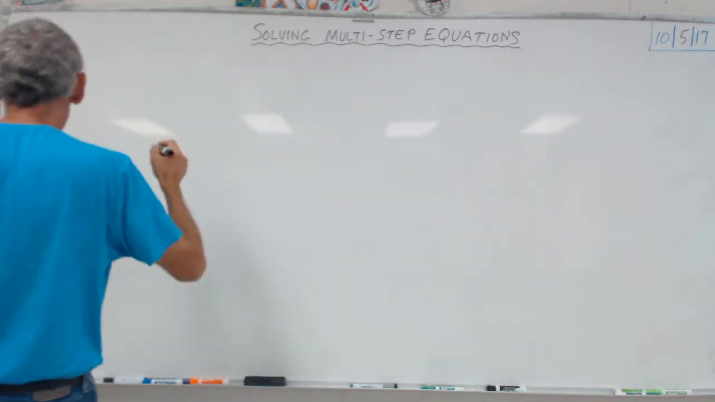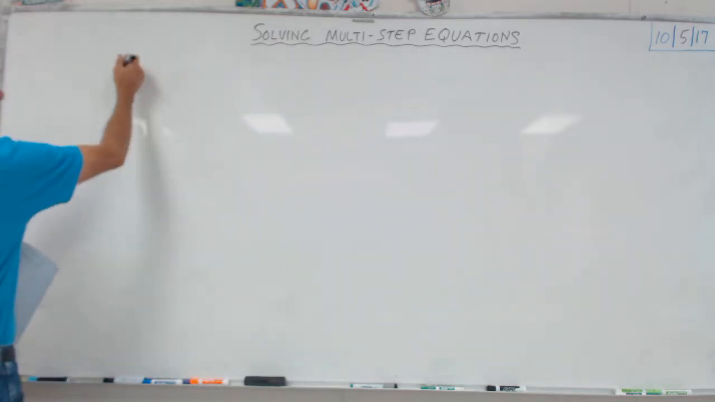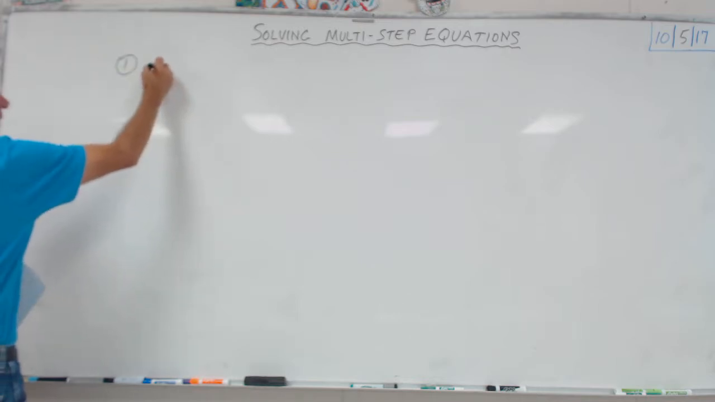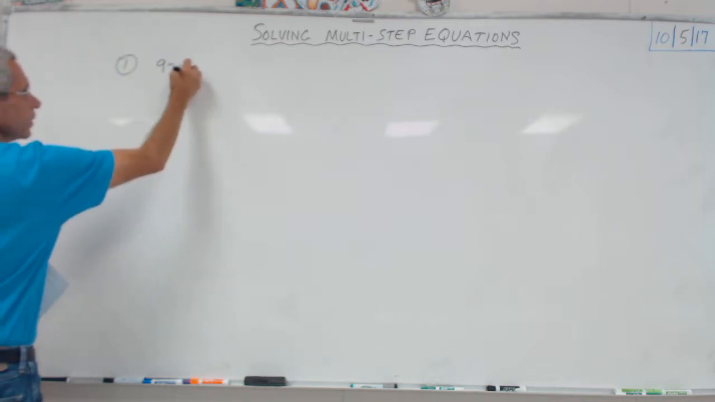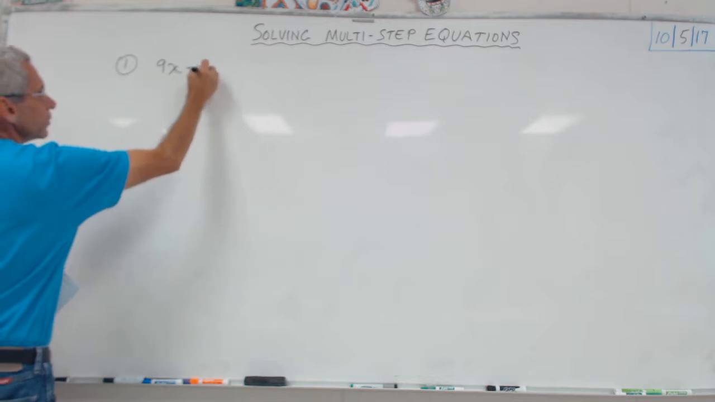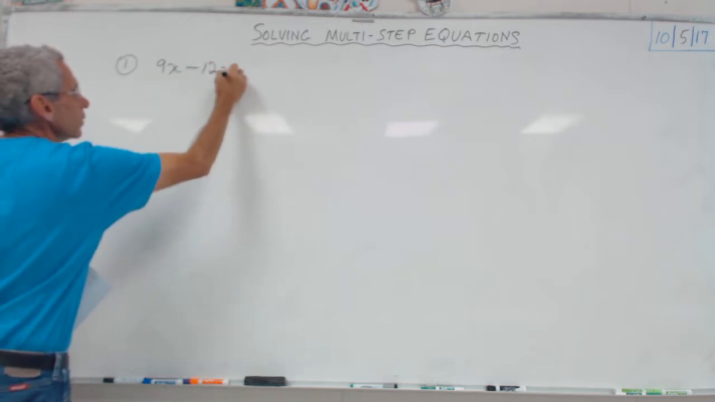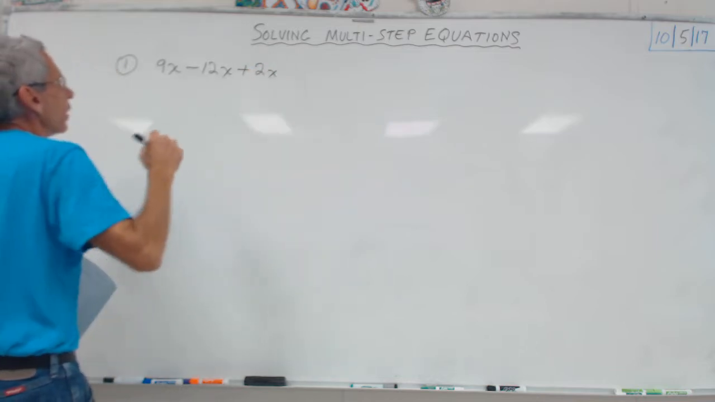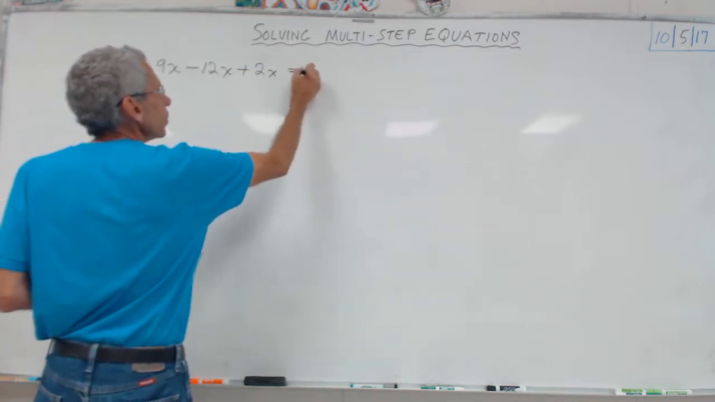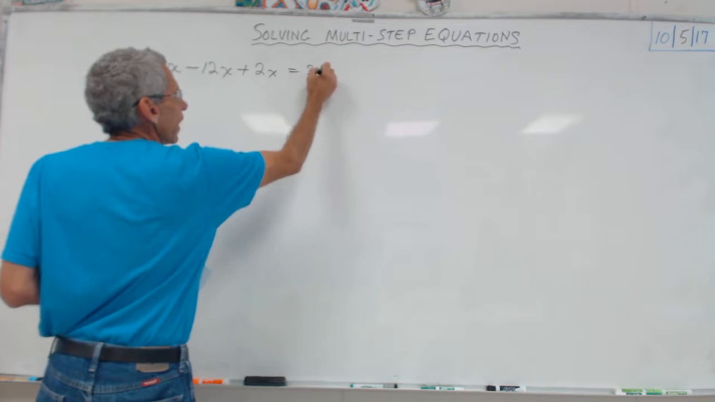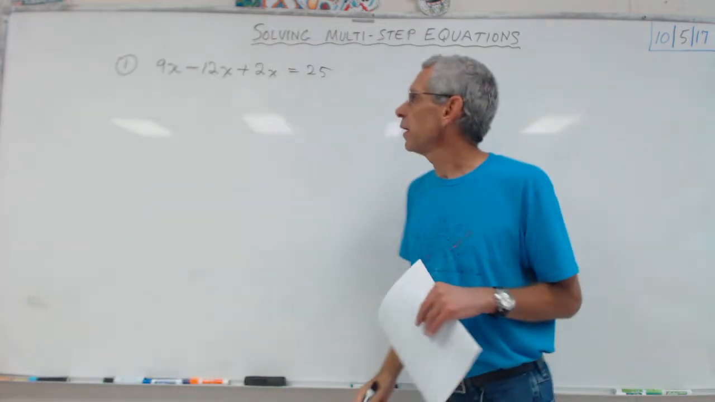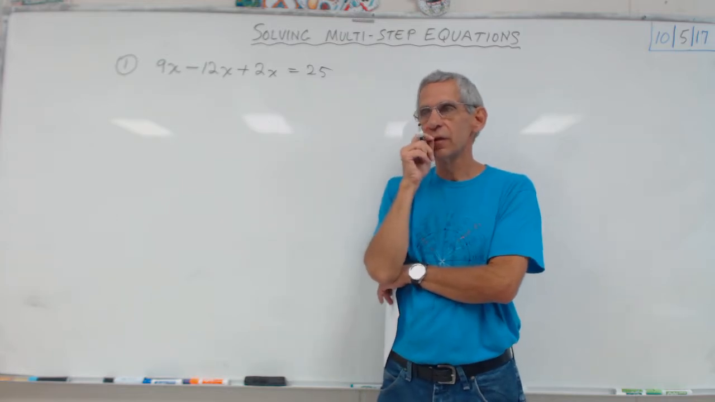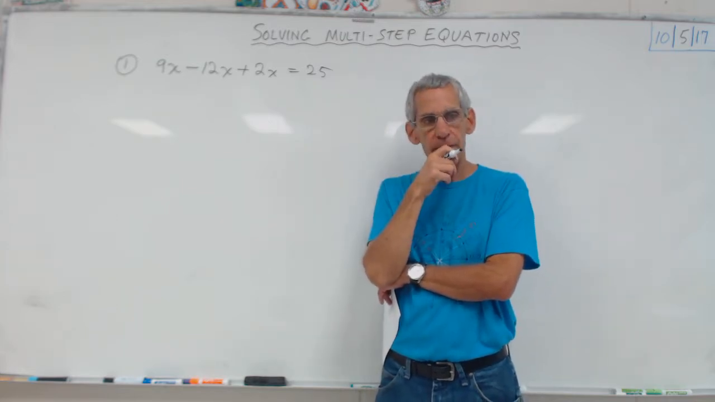All right, so first of all, some of it's going to be review. We're going to look at something like this. How about 9x minus 12x plus 2x equals 25. All right. What do I do? What's the first thing I do? Sienna.